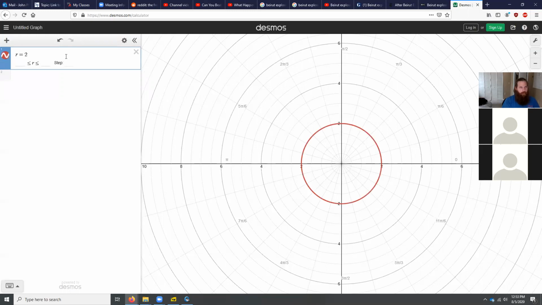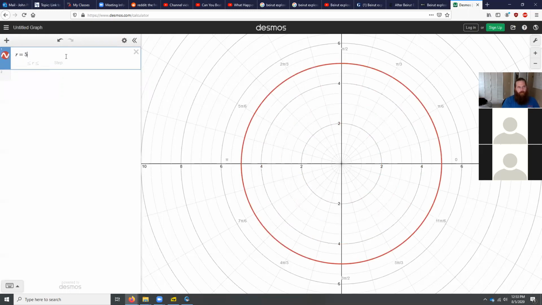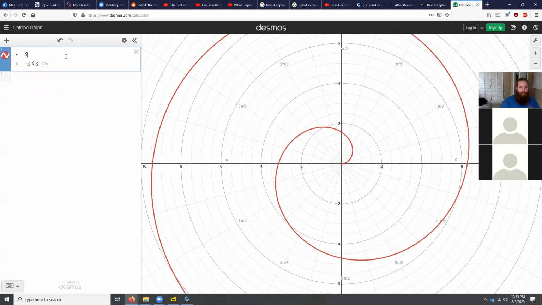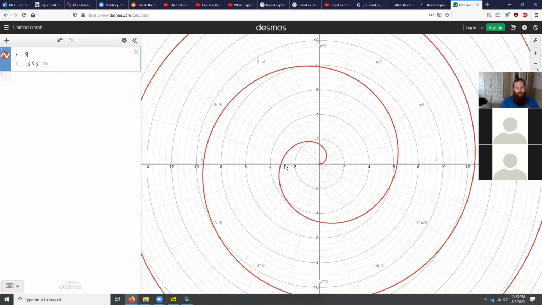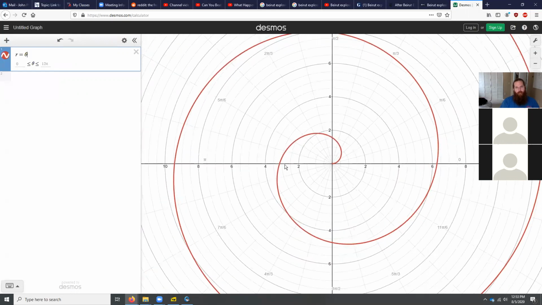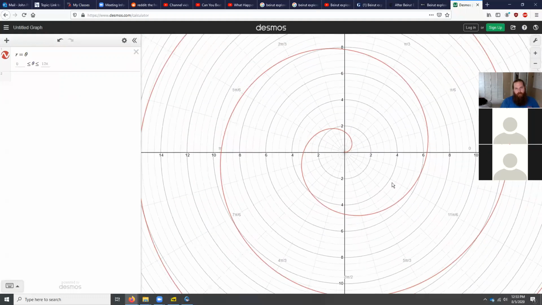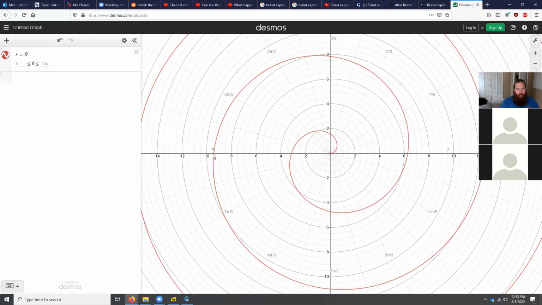You can see like r equals 2, r equals 3, r equals 4, r equals 5. These are all circles. Theta equals pi over 4. It won't graph that for me, okay. But if I put in r equals theta, there you go. You get your Archimedean spiral. So here, as theta increases, r increases also, and at the same speed. So here's the point pi comma pi. Here's the point 3 pi over 2 comma 3 pi over 2. Here's the point 2 pi comma 2 pi.